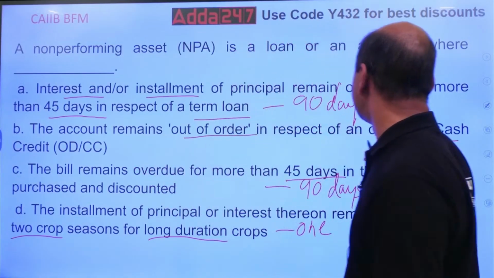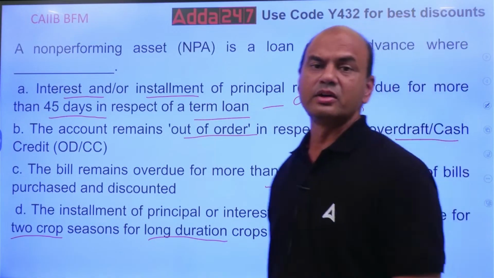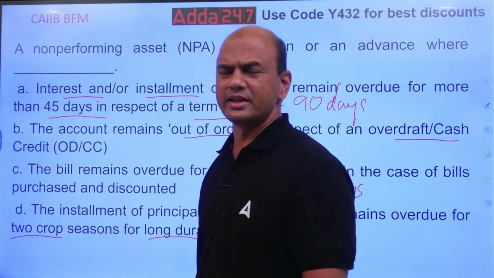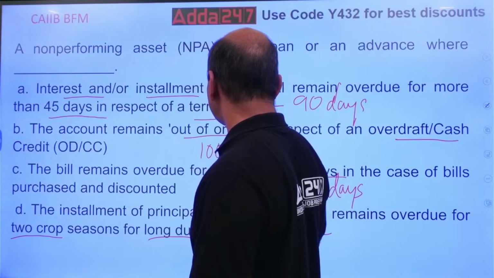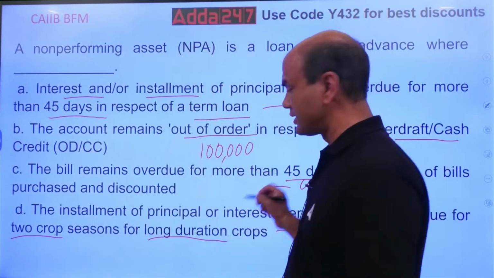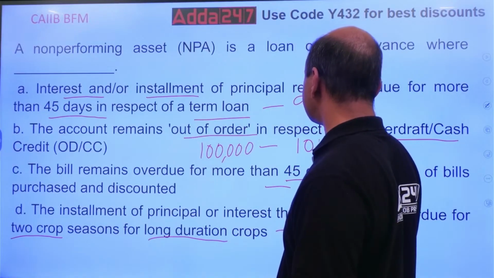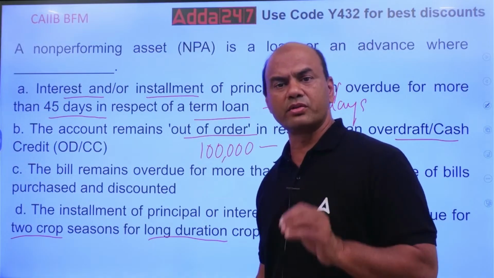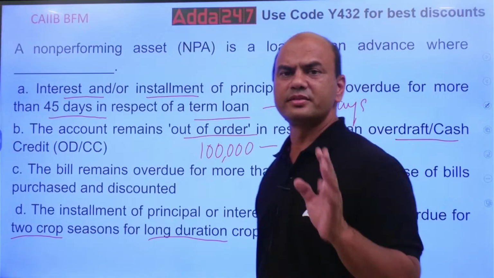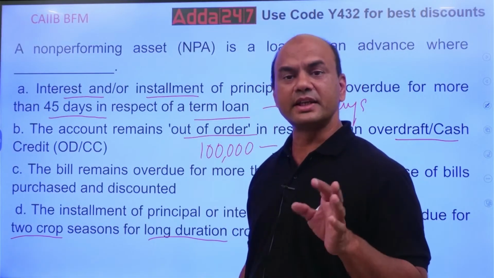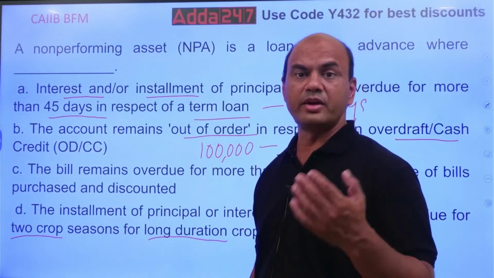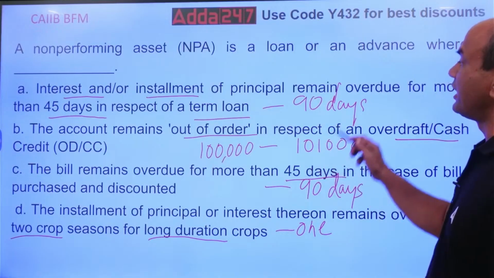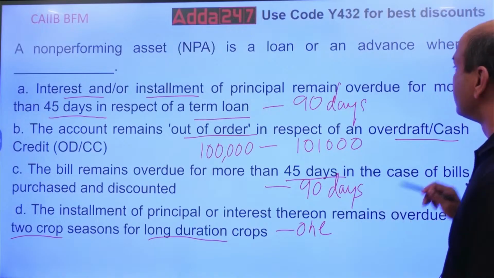Out of order in respect of overdraft CC. If any account remains out of order constantly, what is out of order? Suppose I have sanctioned a CC of 1 lakh rupees, and that account is constantly above 1 lakh. The average balance is around 1 lakh 1000 constantly for all the 3 months. Then this is called out of order. When any account is out of order constantly for 90 days, it is called an NPA. It not only depends on the sanction amount, but also on the DP calculations. If it goes beyond your DP, then also it's called out of order. Okay, got it? So the correct answer is this. And the correct answers for these are also, kindly note, 90 days.